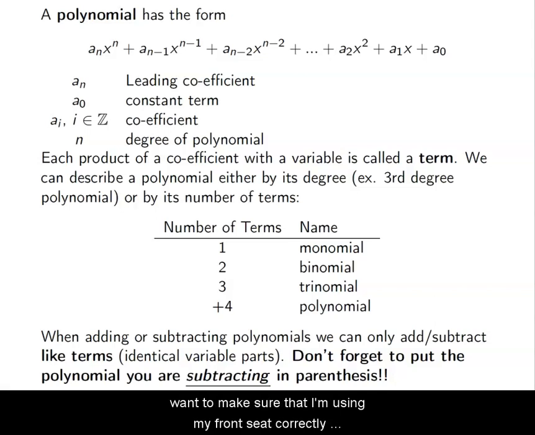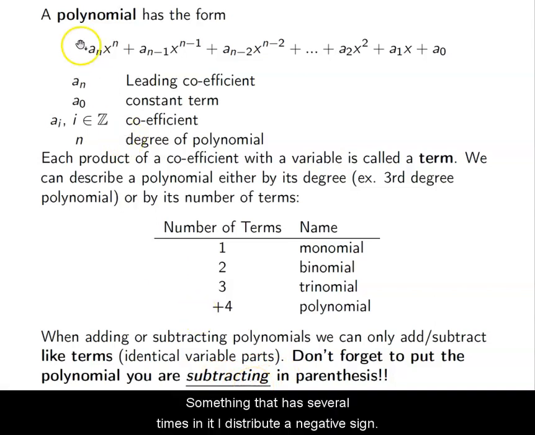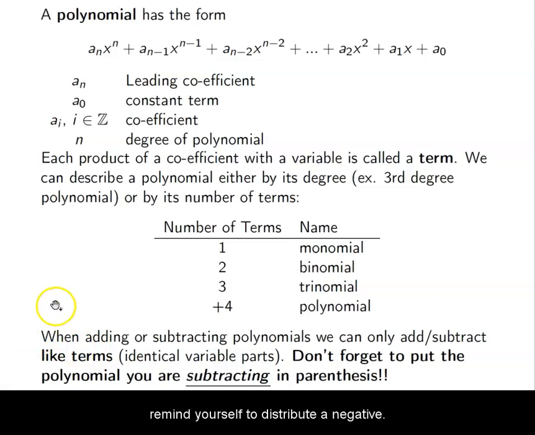So I want to make sure that I'm using my parentheses correctly, especially when I'm subtracting, because we know what happens when we subtract something that has several terms in it. I distribute a negative sign. A lot of times my students will subtract 2 polynomials and they will not use parentheses and they will forget to distribute the negative sign, and now all of their arithmetic is messed up. So it's very, very important that when you're subtracting at any time, you use parentheses so that you remind yourself to distribute a negative sign.